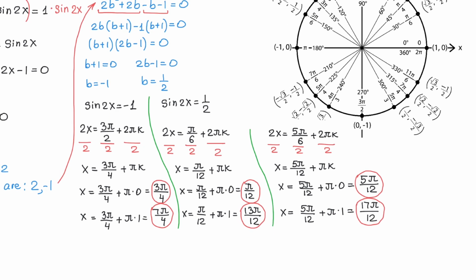And now let's write the solution set from the smallest to the largest. First we will have pi over 12, then 5 pi over 12, then 3 pi over 4, then 13 pi over 12, then 17 pi over 12, and the last one will be 7 pi over 4. And now the problem is completed.